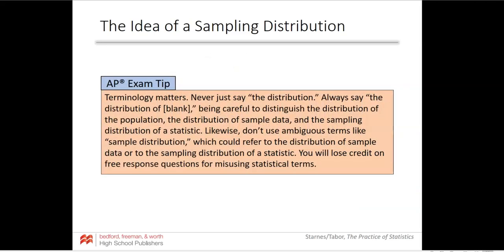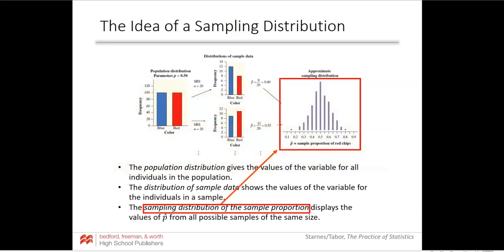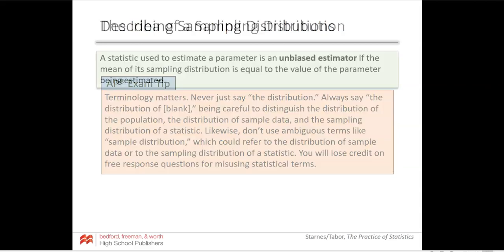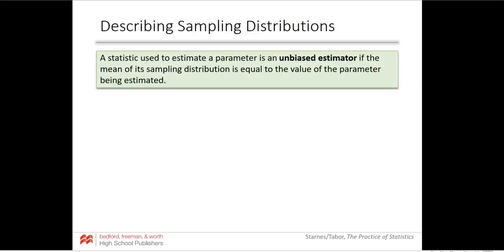So these terms just get a little bit confusing here. So don't just say the distribution, because what are you talking about? The population distribution or the sampling distribution? Does it make sense? So you've got to specify which one you're talking about. Try not to call it the sample distribution. It's either the population distribution or the sampling distribution. So you don't want to just lose credit on little stuff like that.